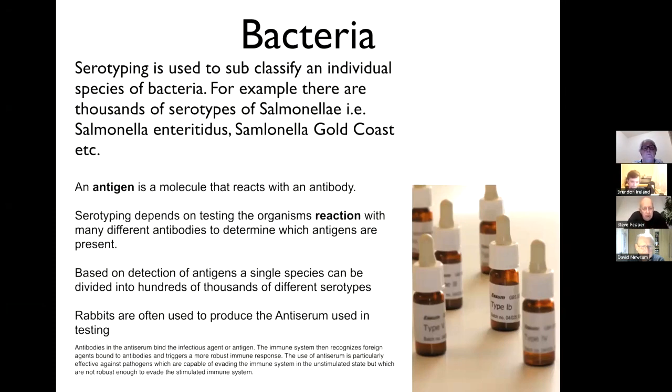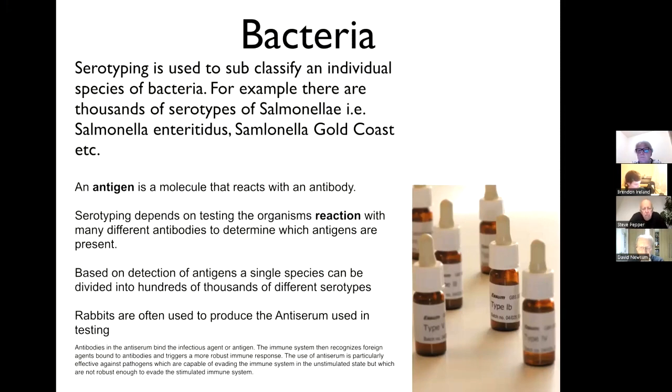Serotyping is used to subclassify an individual species of bacteria. For example, there are thousands of serotypes of Salmonella, i.e. Salmonella enteritidis, etc. And it's usually named after the person that found it or the place it was found.